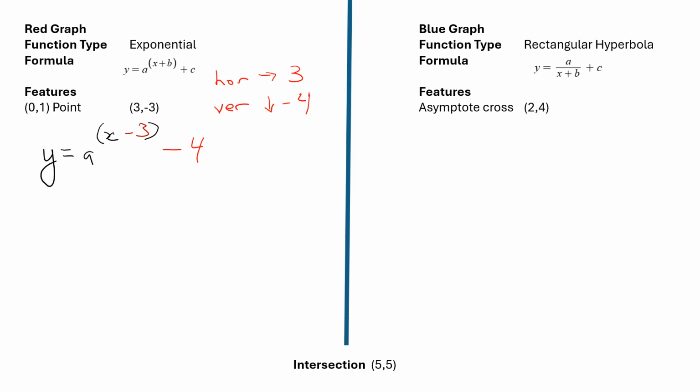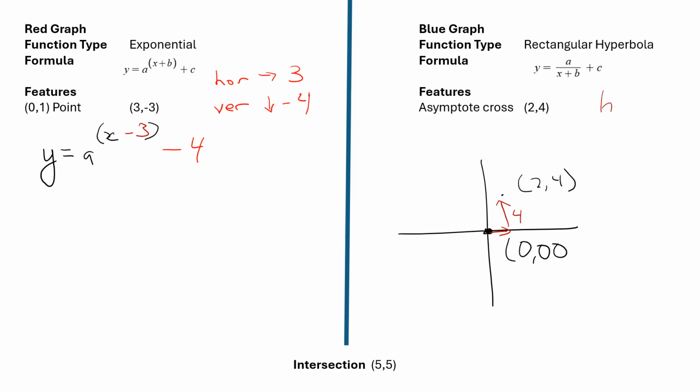Yeah, next thing we're going to look at is our blue graph. This is going to be a little bit simpler because we're not moving from the 0, 1 point like we were before. We're moving from the 0, 0 point. And what do we have to do to get from 0, 0 to 4? Well, we have to shift to the right 2 and up 4. So our horizontal is going to be right 2, and our vertical is going to be up 4.